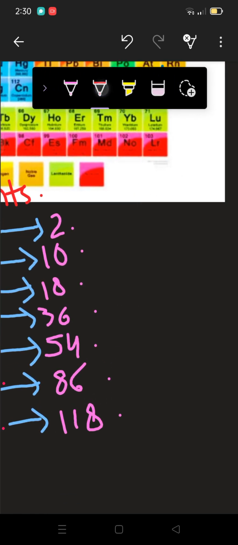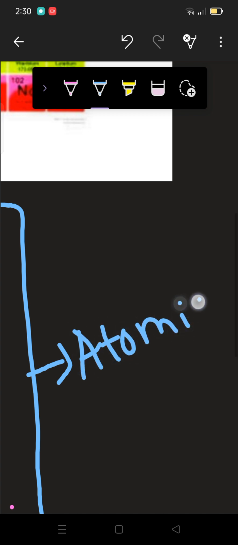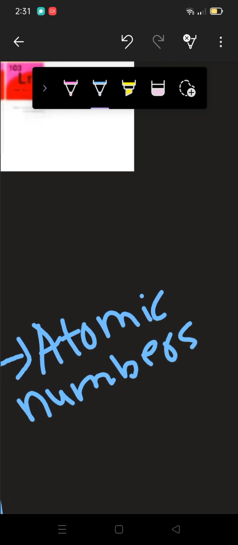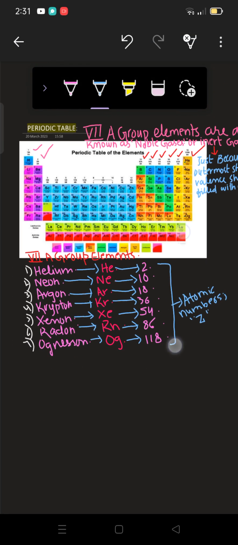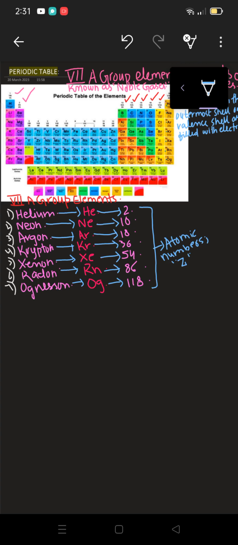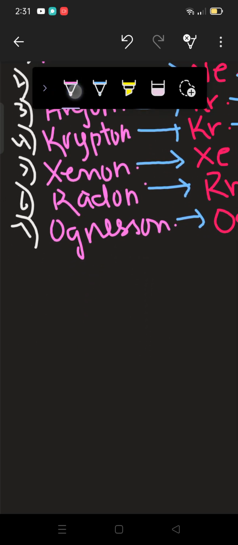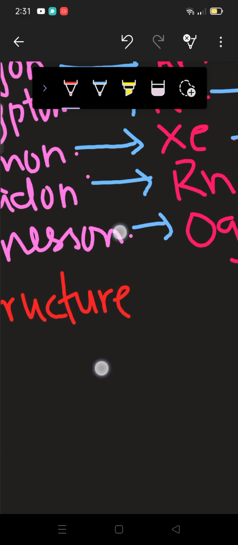So these are all what? These are atomic numbers, which are generally represented with capital Z. Alright, so these are the atomic numbers. So now let's talk about the structure. Like what is the structure of these noble gases. Alright, so let me give the heading here. Structure. I'm going with only the first two structures.